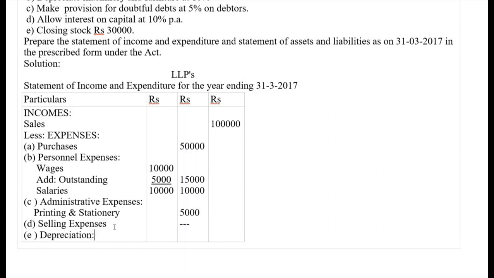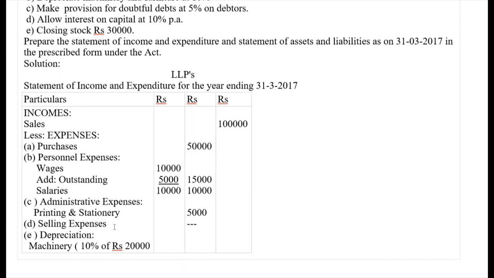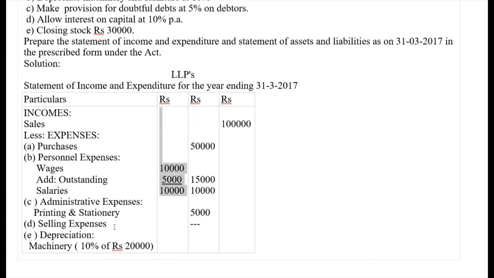So depreciation, we have got here machinery. The rate of depreciation is 10%. So 10% of rupees 20,000, which comes to rupees... Let me take here furniture, 10% of rupees 10,000. So now let us go for accounting. So depreciation on machinery is 2,000. So 2,000.